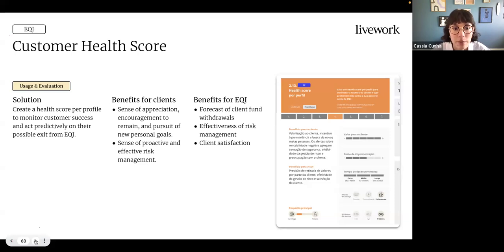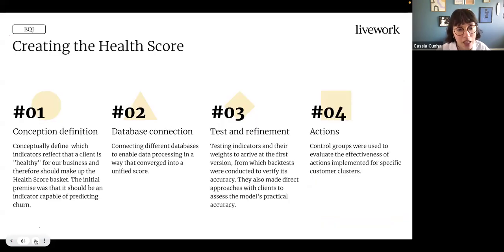You can move to the next one. But the health score was a set of multiple indicators. And for that, the first step AKE had to take was to define conceptually which indicators would inform the business that the client is healthy or not, right? So I just presented a case where they developed 2 different indicators that told them something, but they wanted to form something bigger, combining experience and portfolio performance.